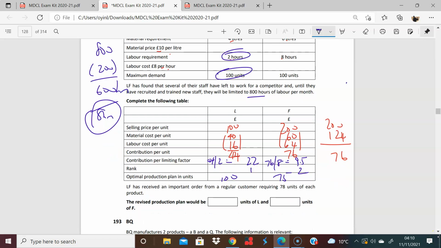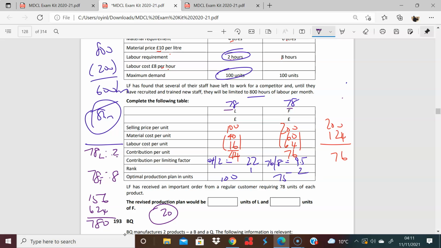The question goes on to say that actually the client wants 78 Ls and 78 Fs, and you have to fulfill that first. This is not uncommon: just because you can find an optimal point doesn't mean you don't have to fulfill certain criteria. So 78 Ls require 2 hours each, and 78 Fs require 8 hours each. 78 times 2 is 156, and 78 times 8 is 624. Add these two together, you have 780. So I can fulfill these, and then I have 20 hours left, and then I can revert to my optimal plan.